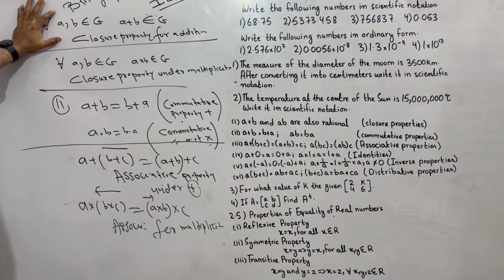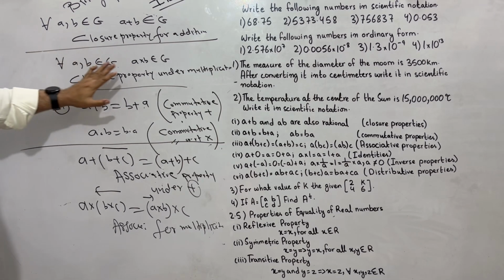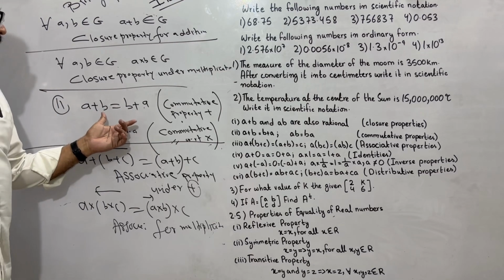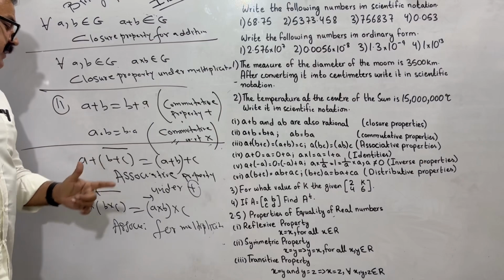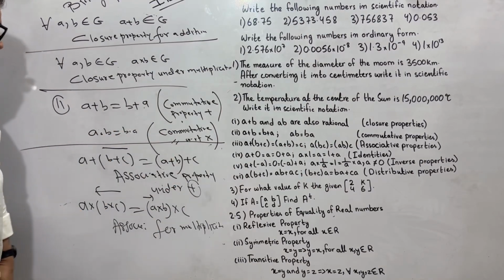Closure property for addition: for all A, B belonging to G, A plus B also belongs to G. Closure property with respect to multiplication: for all A, B belonging to G, their product also belongs to G. A plus B is equal to B plus A is known as the commutative property under addition. A into B is equal to B into A is known as the commutative property with respect to multiplication.